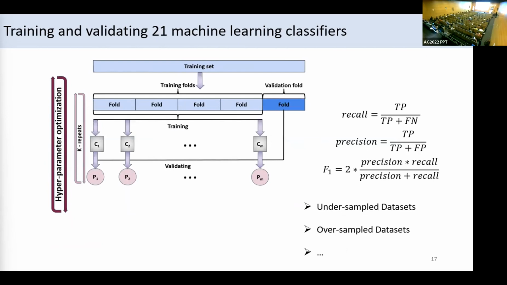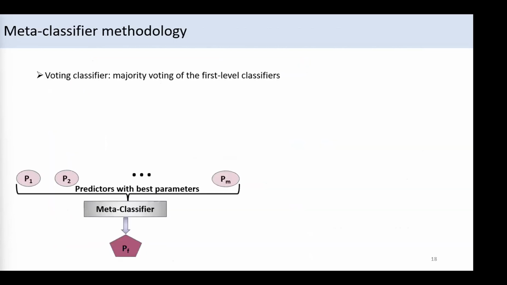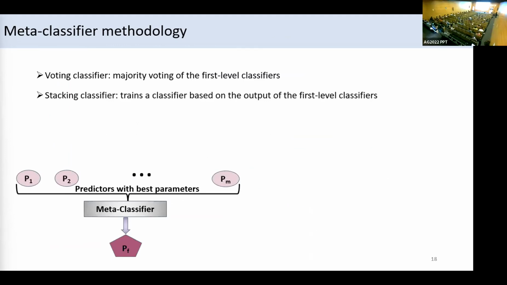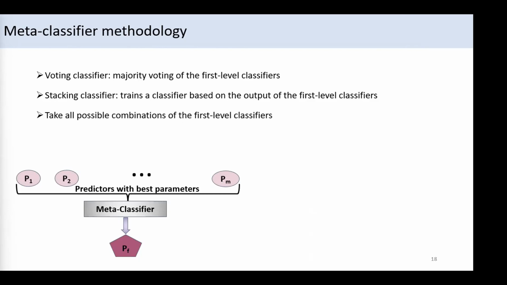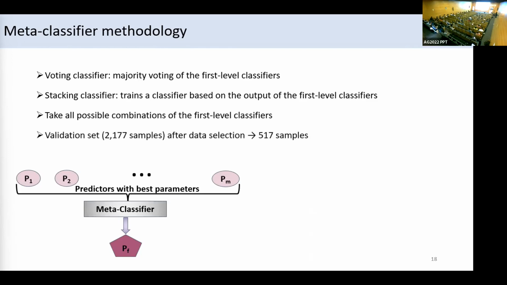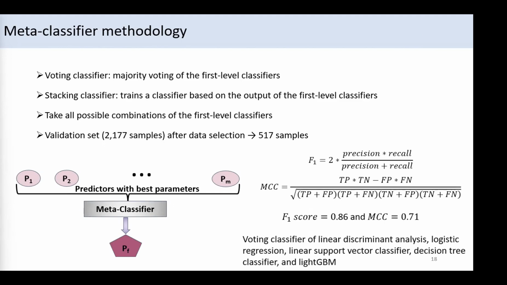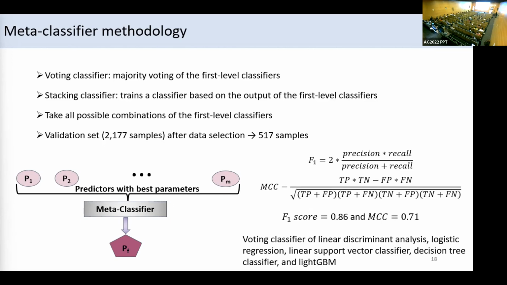And then the output of each one of these classifiers was input to meta-classifiers. We used the voting and the stacking classifiers from them, and we also tried the possible combinations of the first-level classifiers. We tried every 2, every 3, every 4, etc. classifiers, and we used the validation sets to see which combination of first-level classifiers is the best, and we found that a voting classifier of 5 first-level classifiers was the best combination.